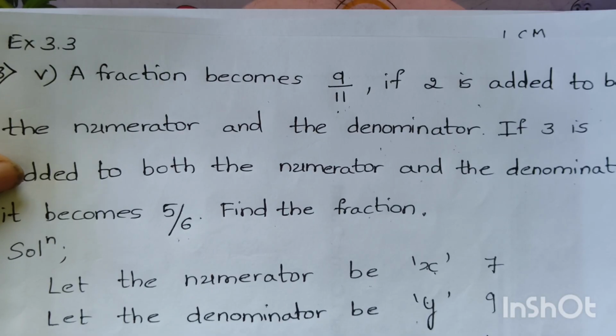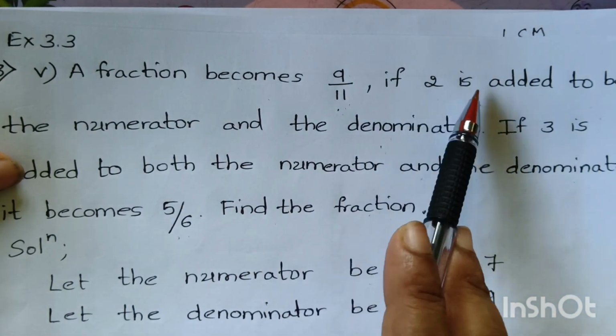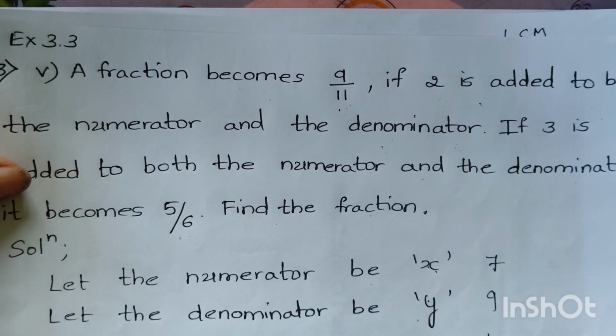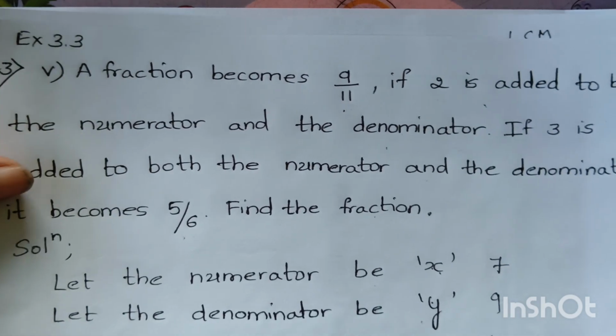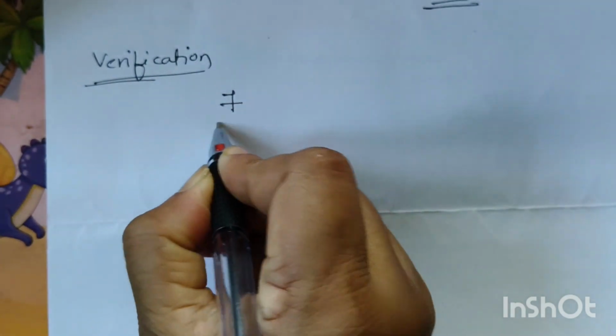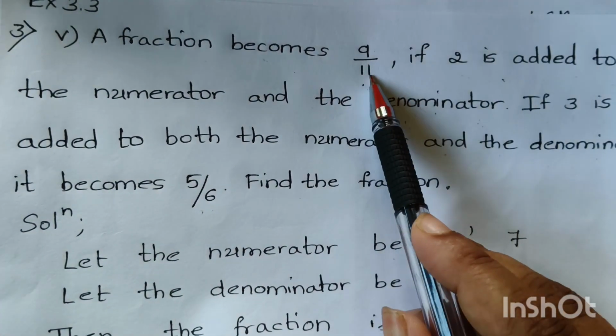In the question, what did they tell you? A fraction becomes 9 by 11 if 2 is added to both the numerator and the denominator, right? But they did not give the fraction. But now we know the fraction. That is, the fraction is 7 by 9, right? The given fraction is 7 by 9. If 2 is added to both the numerator and the denominator, we will get 9 by 11.